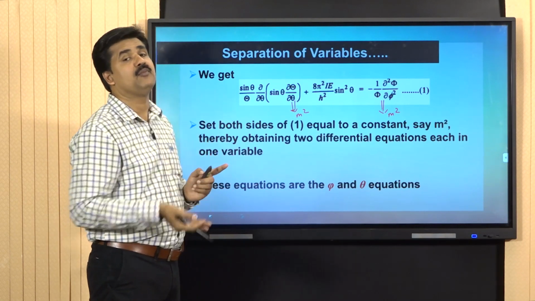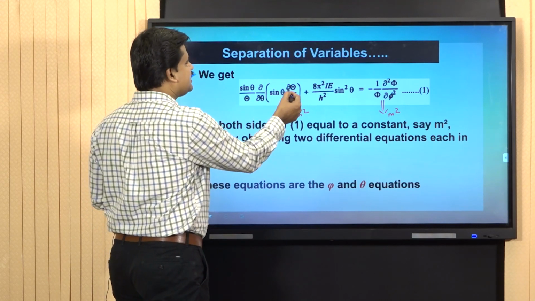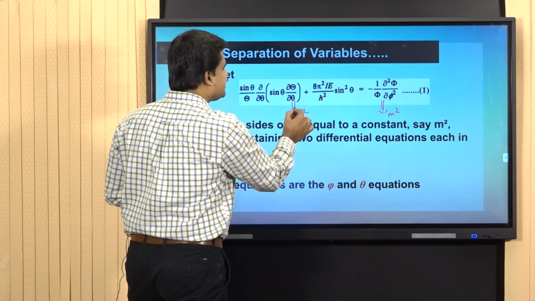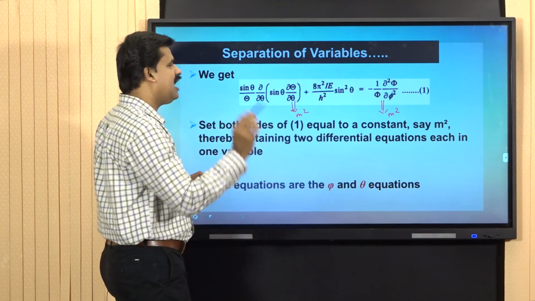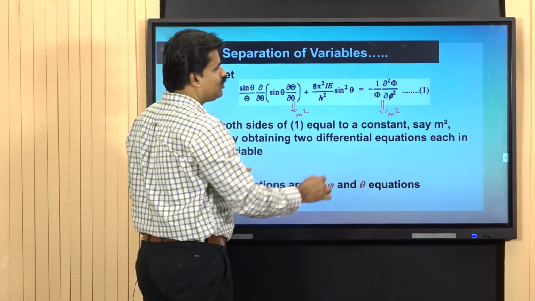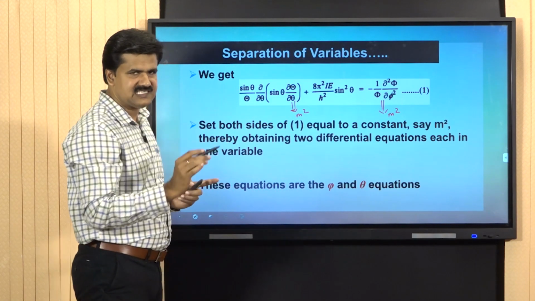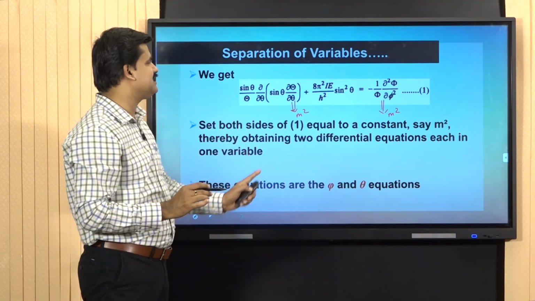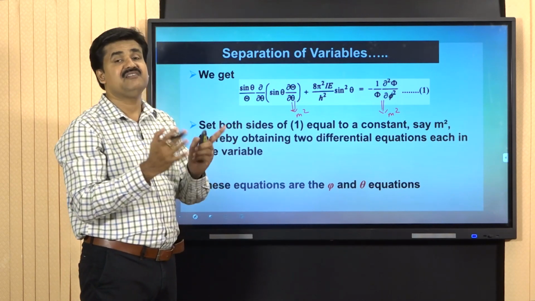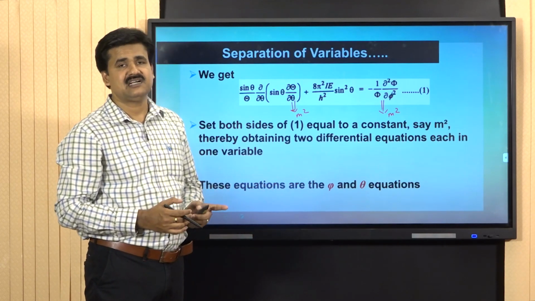Thus, what will be the form of the theta equation? Sin theta by theta dou by dou theta sin theta dou theta by dou theta plus 8 pi square I by h square sin square theta is equal to m square. Also, the phi equation: m square is equal to minus 1 by phi dou square phi divided by dou phi square. Thus, if we equate LHS and RHS separately to m square, we will get two relations, the phi equation and the theta equation.